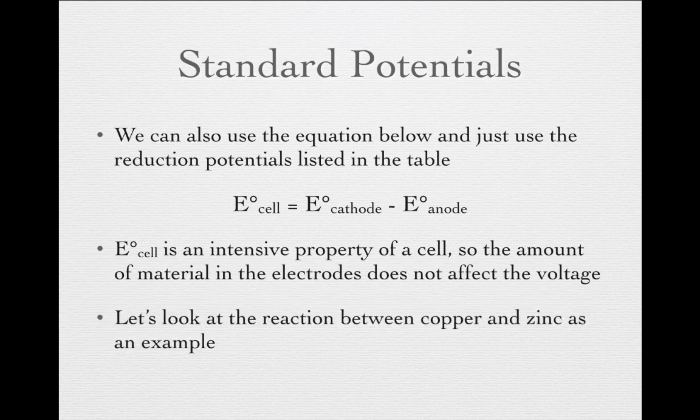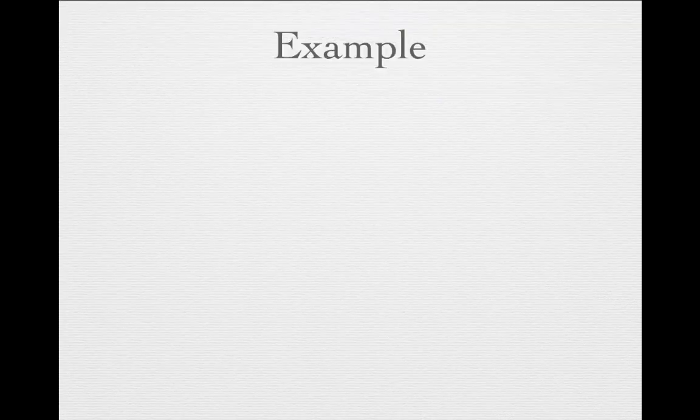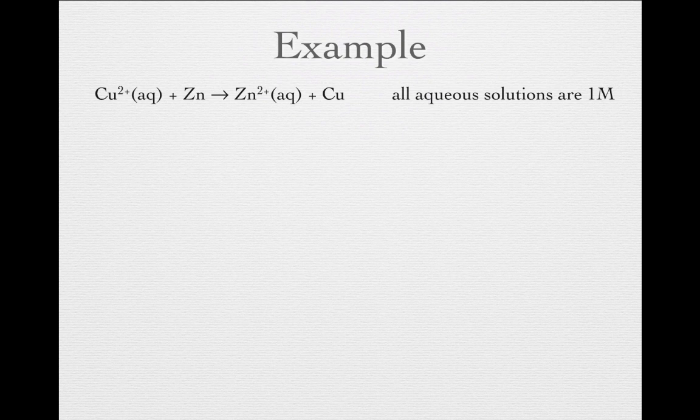Well, here's a reaction or an example that we'll do in class. No, sorry, we're actually going to do it here. We're going to look at the reaction between copper and zinc. And so here we're given the reaction between copper and zinc. We have copper 2 plus zinc metal, and that's going to go to zinc 2 plus copper. And all of these solutions are 1 molar to indicate that we're under standard conditions.